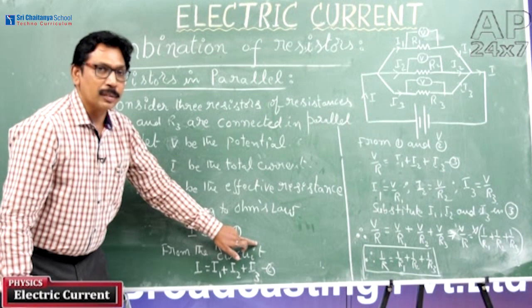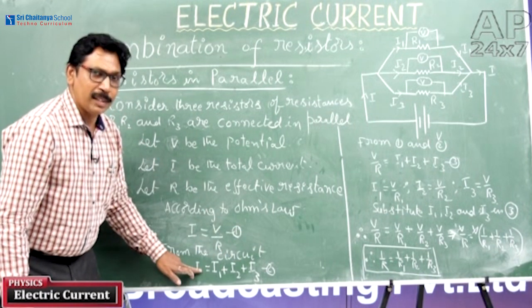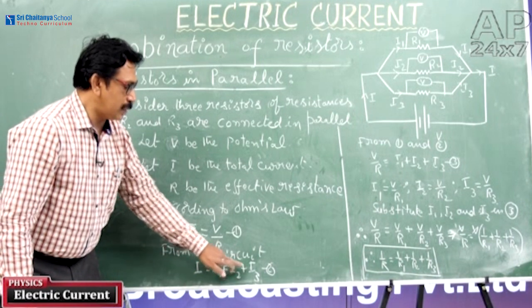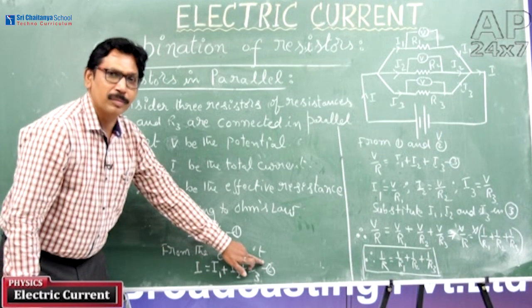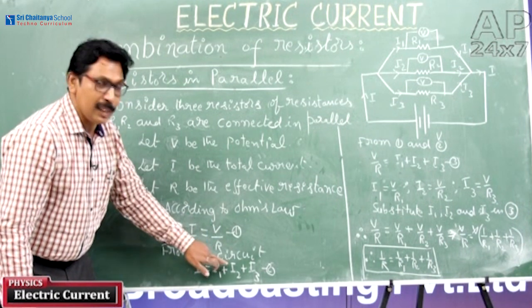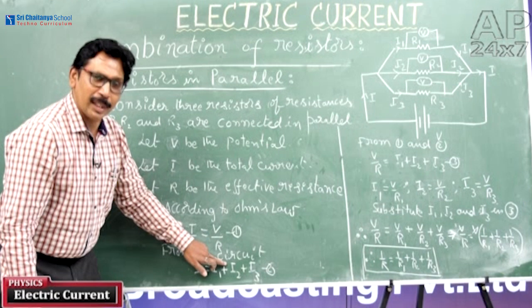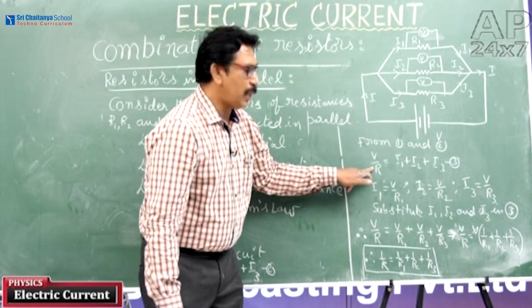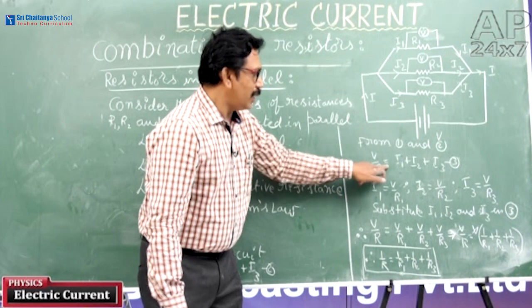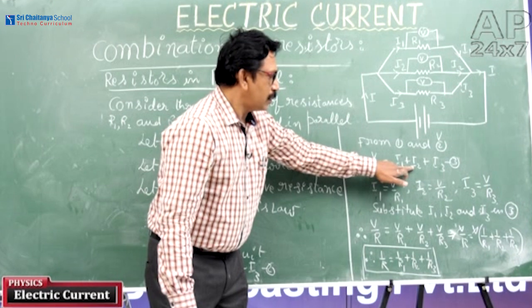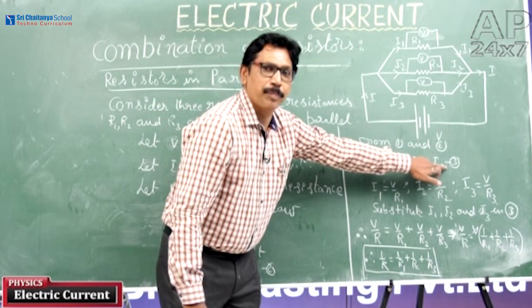From the circuit, current is dividing, right? I is equal to I1 plus I2 plus I3. It's equation number 2. This is I, this is also I, so I can equate these two. You also can equate that. So, from 1 and 2, after equating those two, I got V by R is equal to I1 plus I2 plus I3. It's equation number 3.